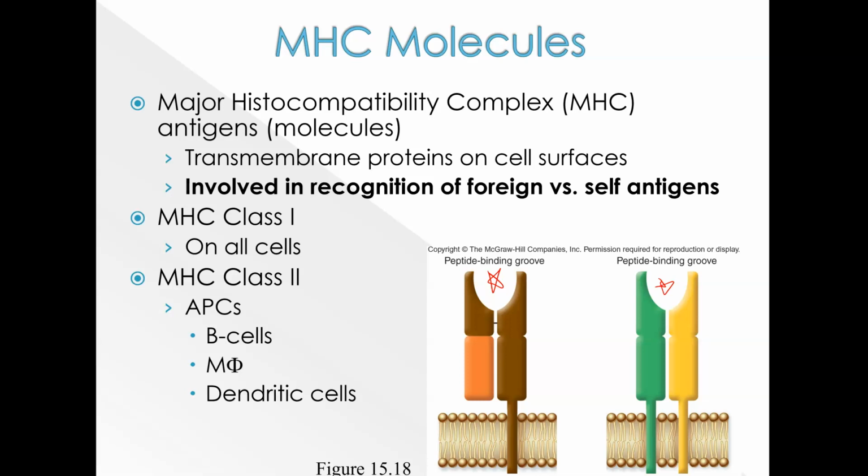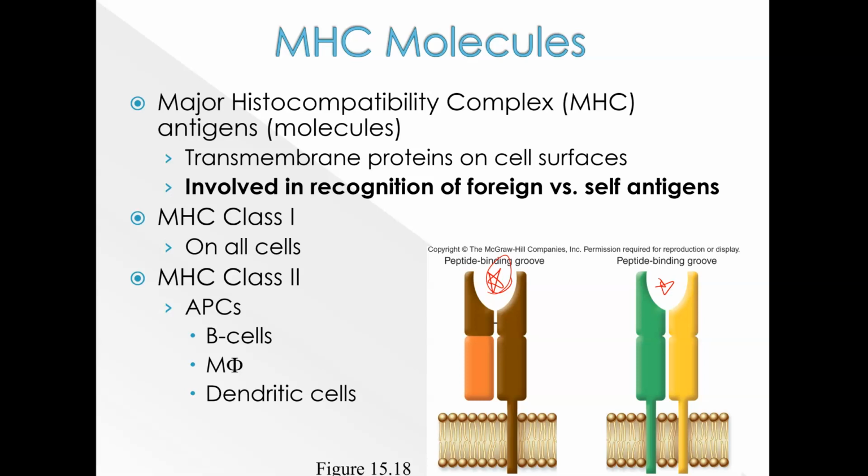MHC class 1 is your security badge. Every one of our cells has it, and our immune cells are constantly surveilling and looking at that security badge, and if you have it, you pass. So if you have MHC class 1, and in that little peptide binding site you're showing off self-antigen, the immune cells are going to leave you alone. But if you're showing foreign antigen or a sign of injury, then our immune system is going to take you down, okay?